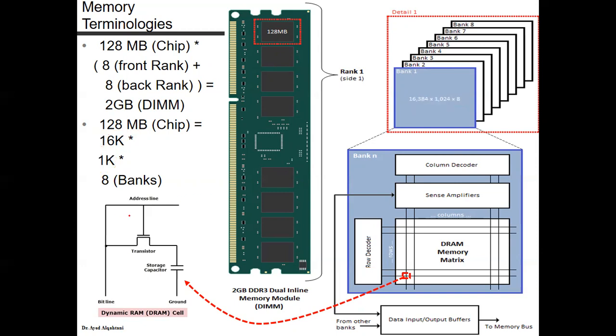So from one cell, which is 1 bit, we organize them in rows and columns this way to generate 128 mega. And then we took this chip and repeat it 8 times for the front rank and 8 times in the back rank, and we end up with 2 gigabytes.